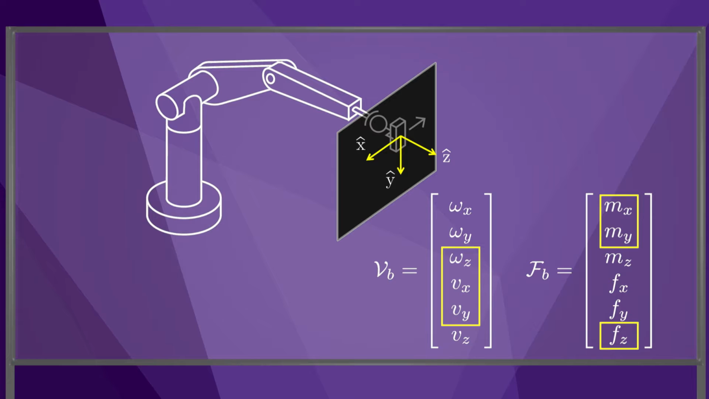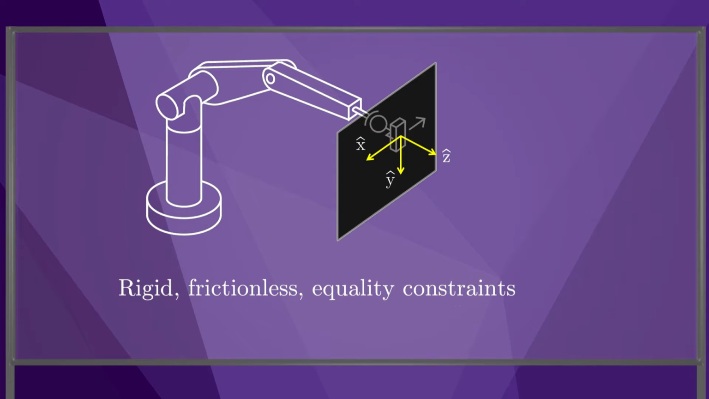Although the board provides inequality constraints that prevent motion into the board but not motion away, I'll treat the constraints as equality constraints for simplicity. The eraser can neither move into nor away from the board. Also, I'll ignore friction at the constraints. The constraints on the end effector's twist, VB, can be expressed as A of theta times VB equals 0. These are Pfaffian velocity constraints expressed in terms of the end effector twist.